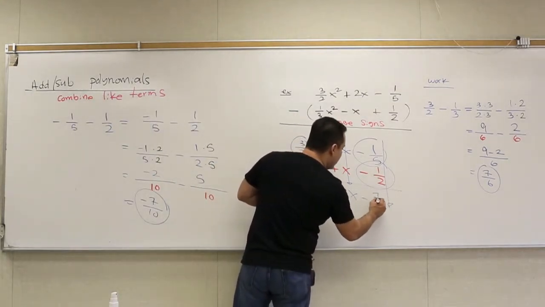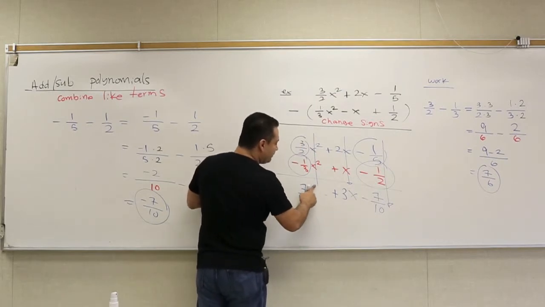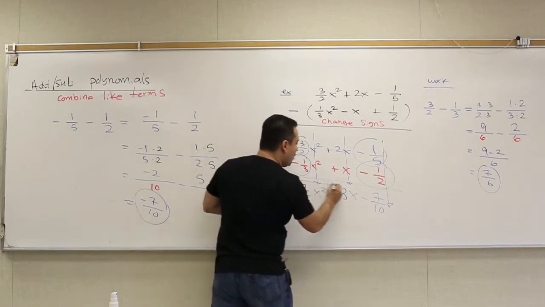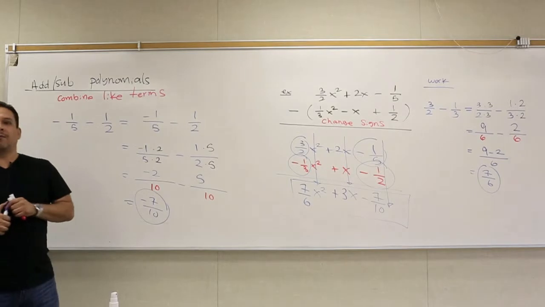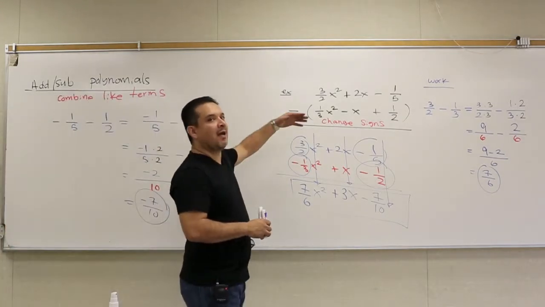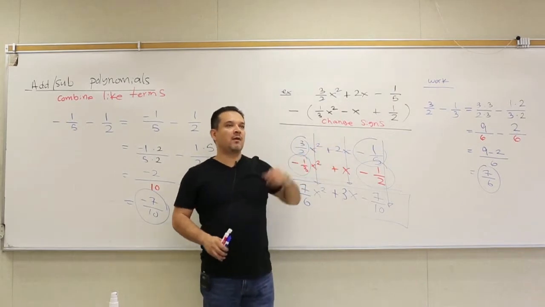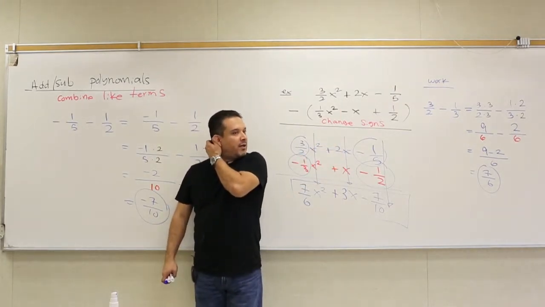So negative 7/10. Let me write this down here a little clearer. And so you have actually done a subtraction problem that's vertical. And this is what they want you to do, is add and subtract your what? Your polynomials. Okay, you guys okay with this?